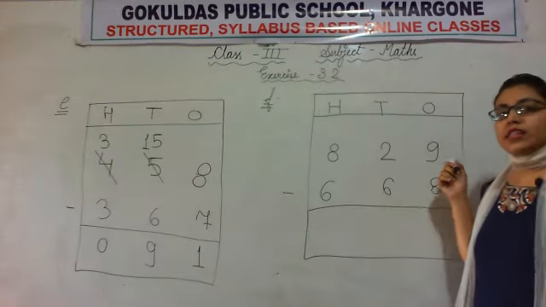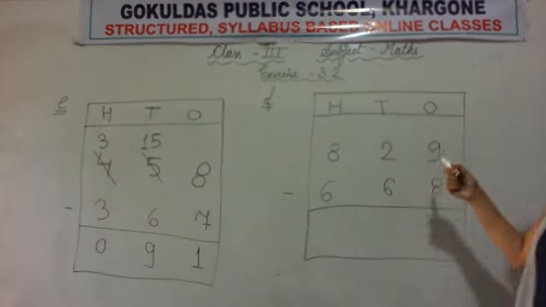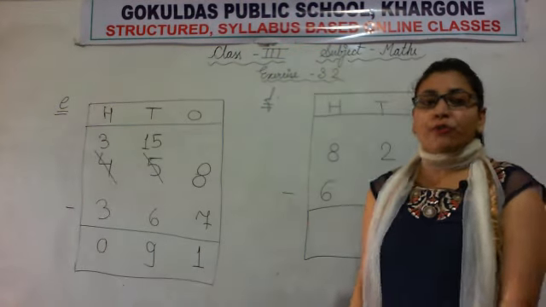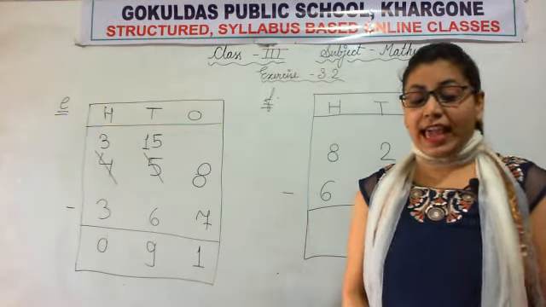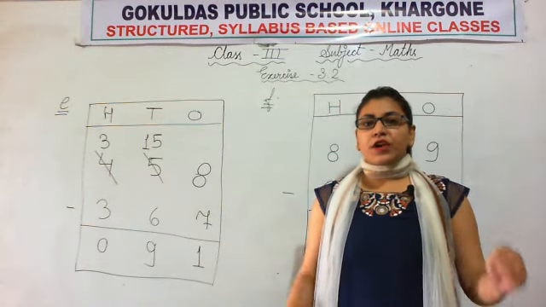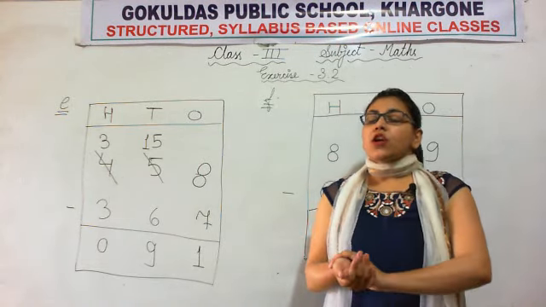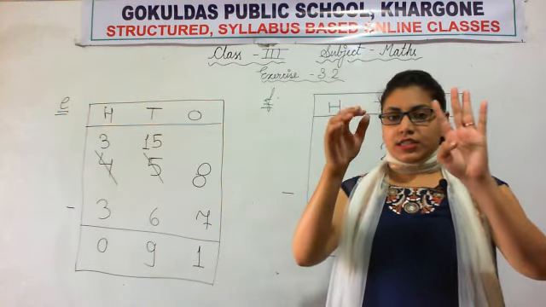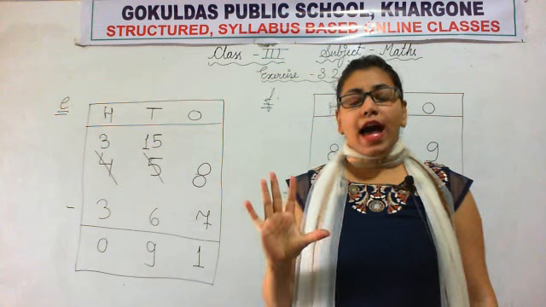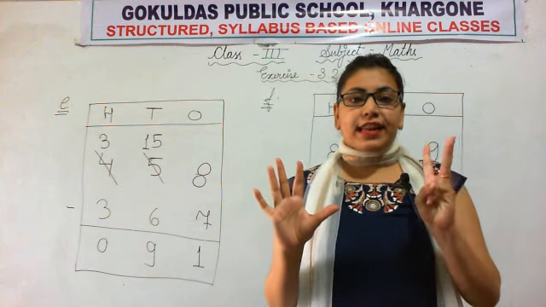From ones. We'll subtract ones from ones first. So 9 minus 8. Can we remove 8 from the 9? Yes, we can remove because 8 is a smaller number. So first of all, let us count all 9 fingers. So 1, 2, 3, 4, 5, 6, 7, 8 and 9.